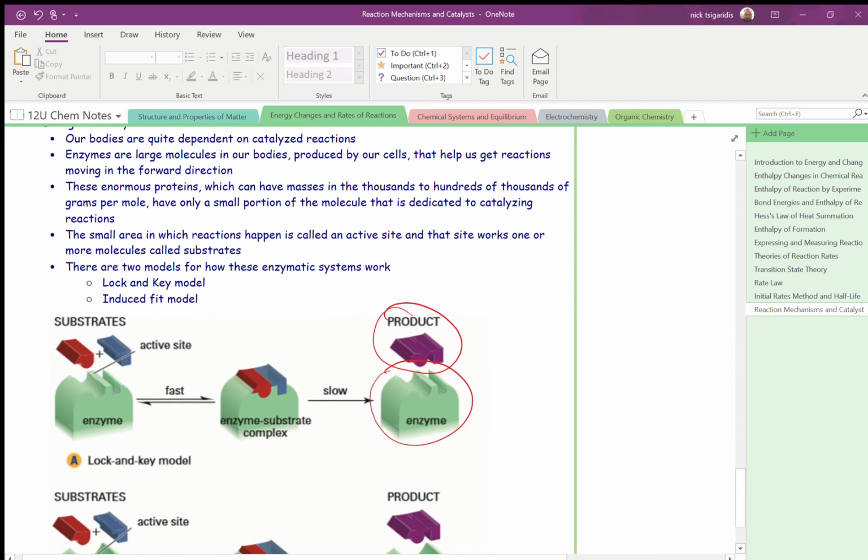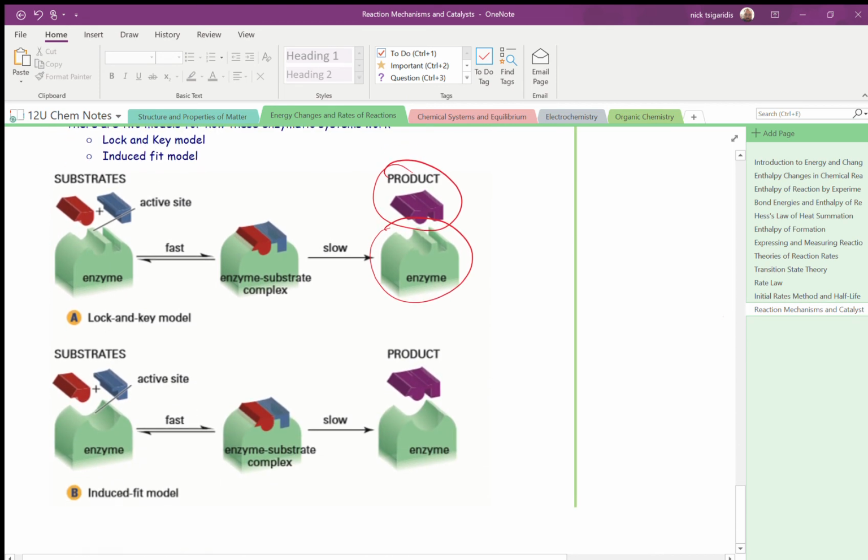Now, we do have two particular models for this. One of them is the lock and key model, and the second one is the induced fit model. And so what happened is you have some substrates. So let's say we had two compounds. Let's say we had this red one here and this blue one, and they need to react together. But because these are huge molecules, to actually get them to orient themselves in the right place is very difficult. And so here comes a biological catalyst, which we call an enzyme, which will grab a hold of these two particular substrates and then force them to be in the correct position to produce a product, which in this particular case is this purple little blob here.